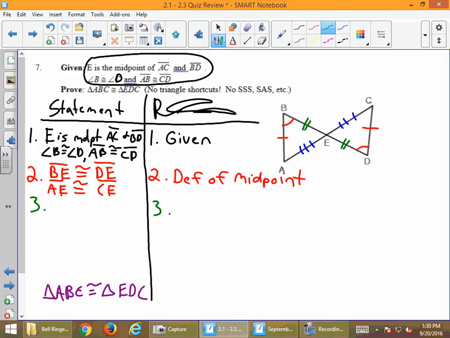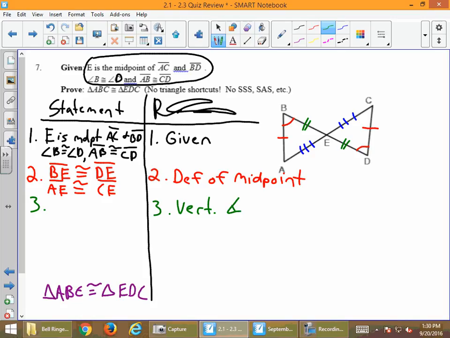Someone said it. Bow tie. What do bow tie triangles always have in them? Well, not necessarily. There's some sort of angle that bow ties always have. Chance, what do you say? Vertical angles is correct. So anytime you have bow ties, always one of the reasons is going to be vertical angles.